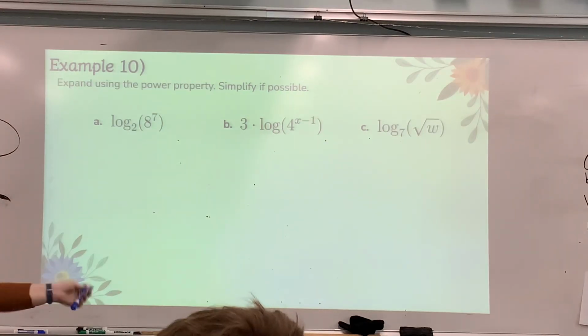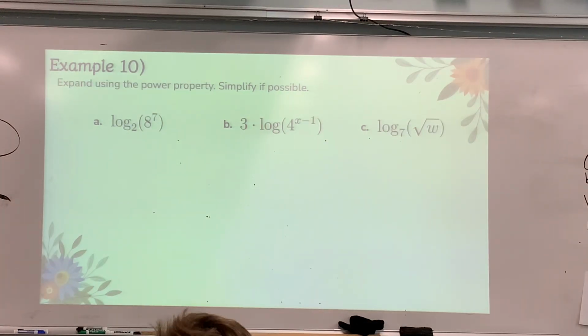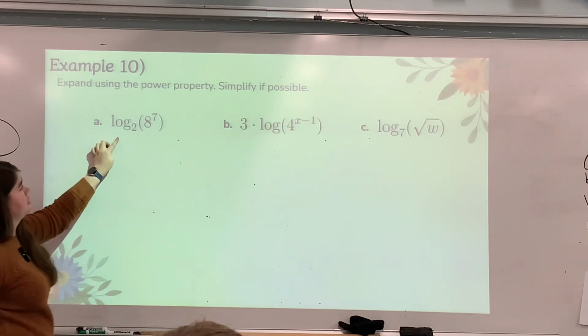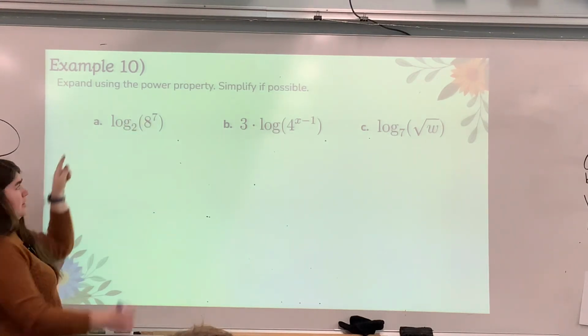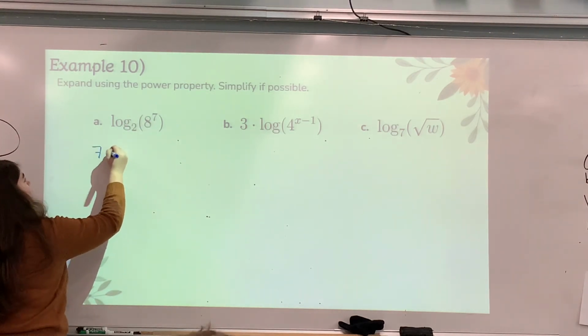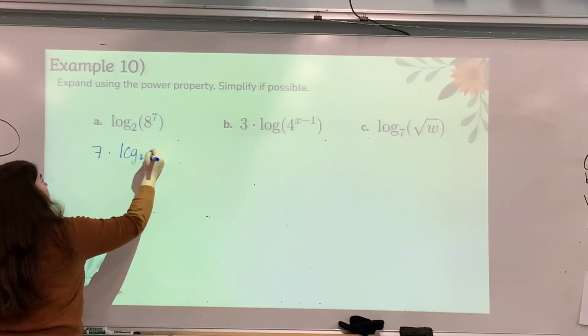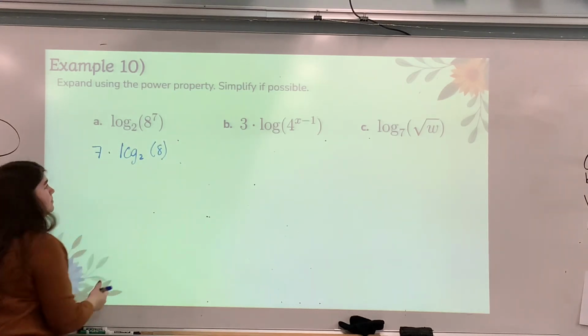Example 10. Expand using the power property. Simplify if possible. So we have log base 2 of 8 to the power of 7. What can we do with this exponent? Take it out and put it in front. So we have 7 times log base 2 of 8.